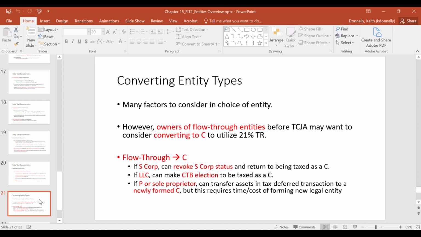If we wanted to do this, how would we do it? Well, there's three ways. It depends on your business entity. If you were an S Corp and you wanted to be a C Corp, all you have to do is revoke your S Corp status. If you're an LLC, whether you're single member or multi-member, basically what you can do is check the box when you form the business to be taxed as a corporation. Likewise, if you're a partnership or sole proprietor, one of the things you can do is transfer your assets from your pre-existing business into a newly formed corporation. This can be expensive. You're forming a new corporation.